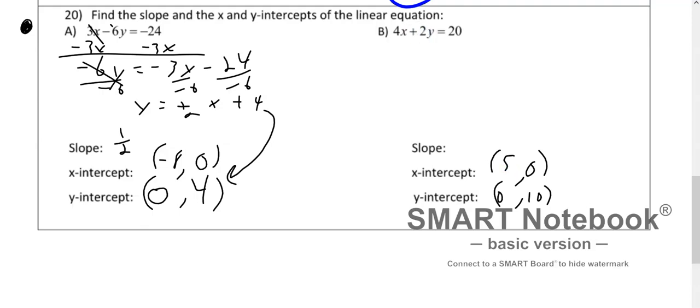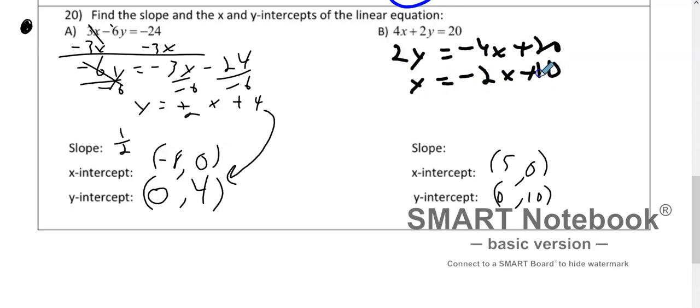Now I need to put it in slope-intercept form. I'm going to subtract 4x, so 2y is equal to negative 4x plus 20. Divide by 2, y is equal to negative 2x plus 10. Again, my y-intercept. What is my slope? Negative 2. Moving on.